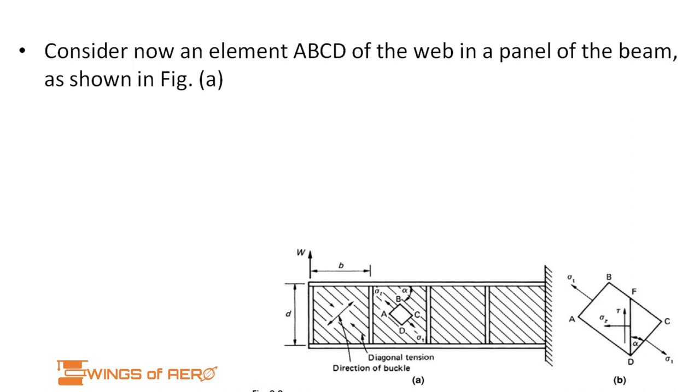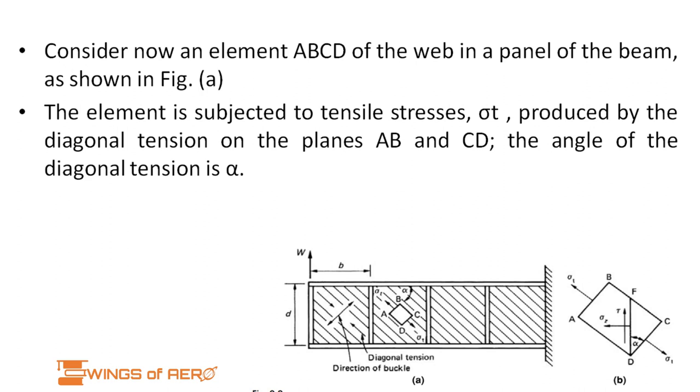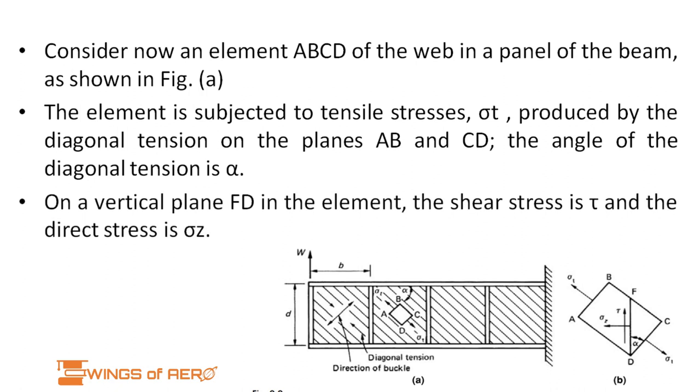Consider a small element A, B, C, D of the web in a panel of a beam as shown in the figure. This element is subjected to tensile stress sigma T produced by the diagonal tension on the planes AB and CD, and the angle of the diagonal tension is alpha. On the vertical plane FD, an imaginary line is drawn onto the element. The shear stress acts on the element plane FD, and the direct stress is called sigma Z.